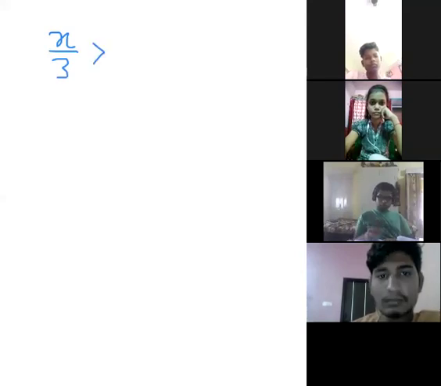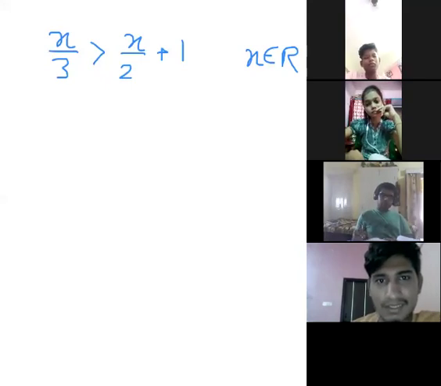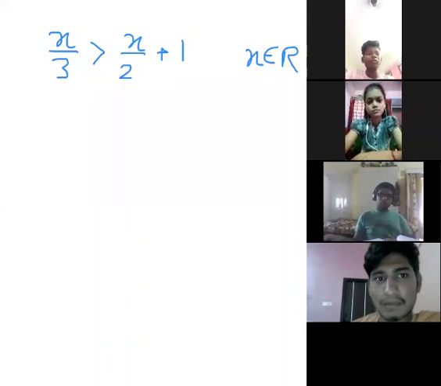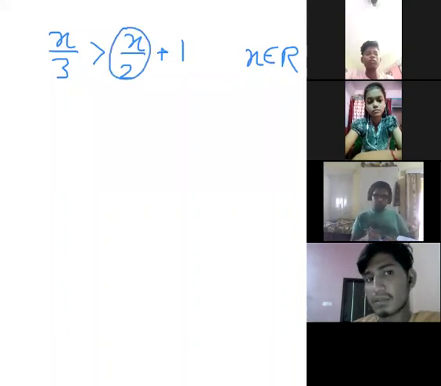Now I'm taking one example. X upon 3 is greater than x upon 2 plus 1. It is given to us x belongs to real numbers. Means whatever the results we will be talking, that is on the real numbers conditions we need to discuss. So first of all, I am going to remove x from one side. So from this side x we are going to remove.